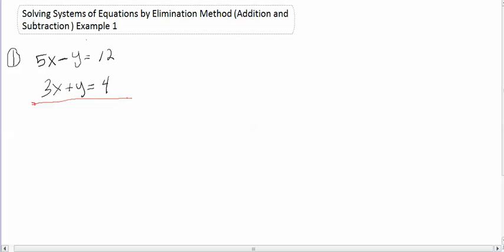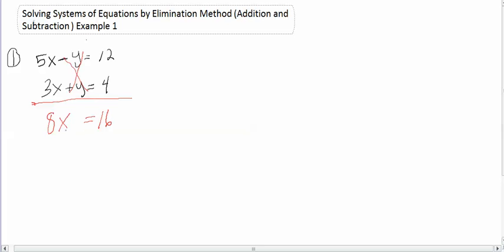You're going to look to see now, is there one variable that you can eliminate? So if I add 5 and 3 together, I get 8x. Negative y and a positive y, I get 0. Therefore, we can eliminate the y. Then I'm going to add 12 plus 4 is 16, and I'm going to put my equal sign here. Okay, now we're ready to solve it.